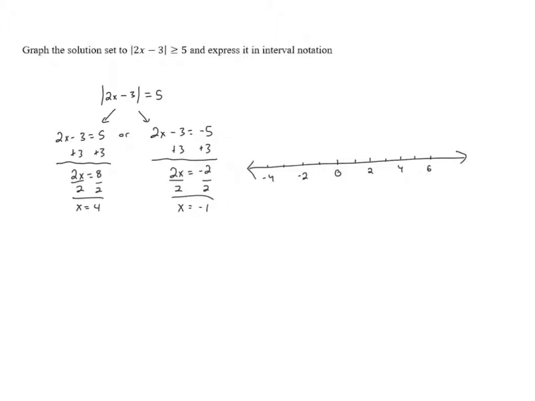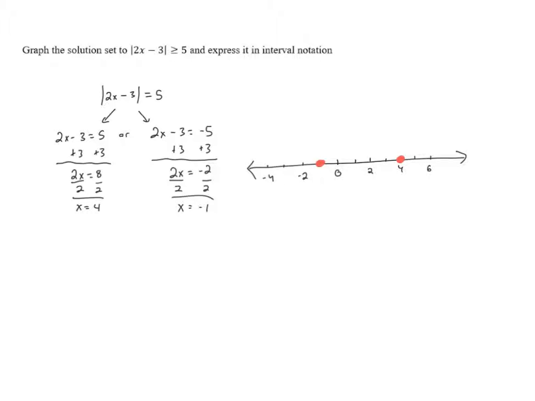Now this time, because our inequality says that we're allowed to be equal to 5, it's not just greater than, but it's greater than or equal to, that means that we're going to be using closed circles at these points. So we're going to put a closed circle at 4 and a closed circle at negative 1.